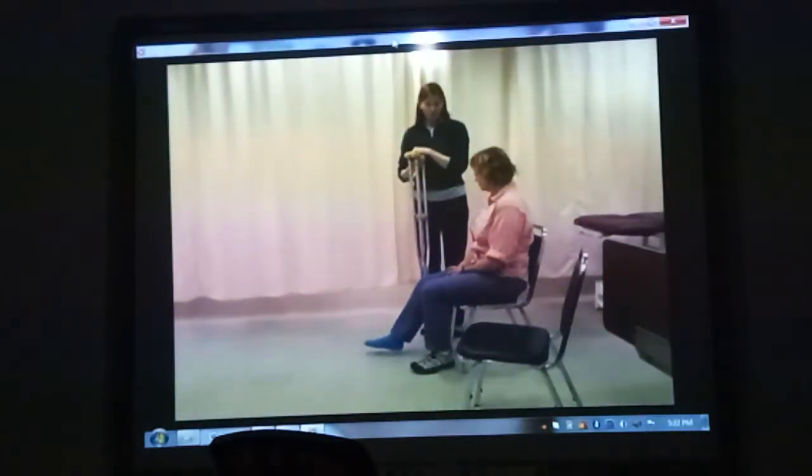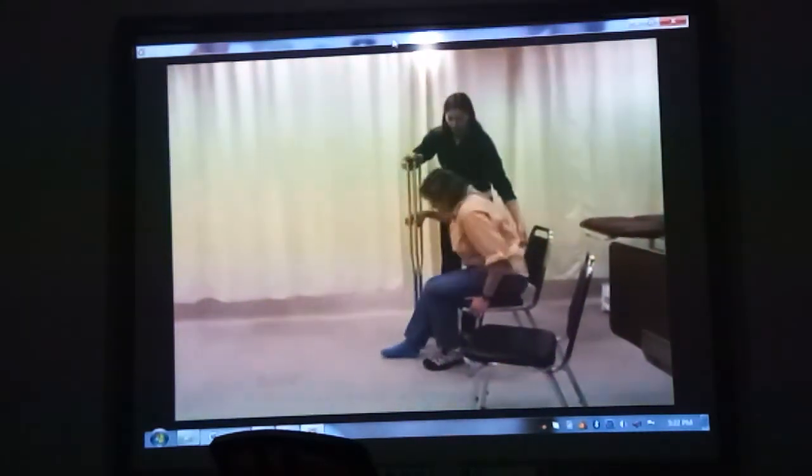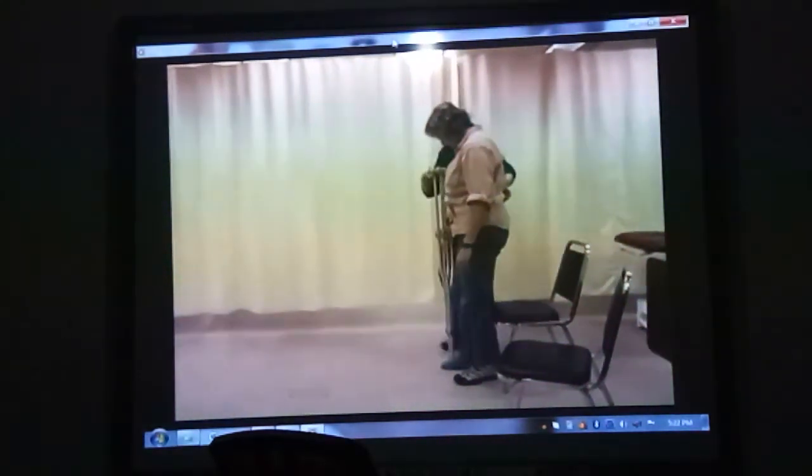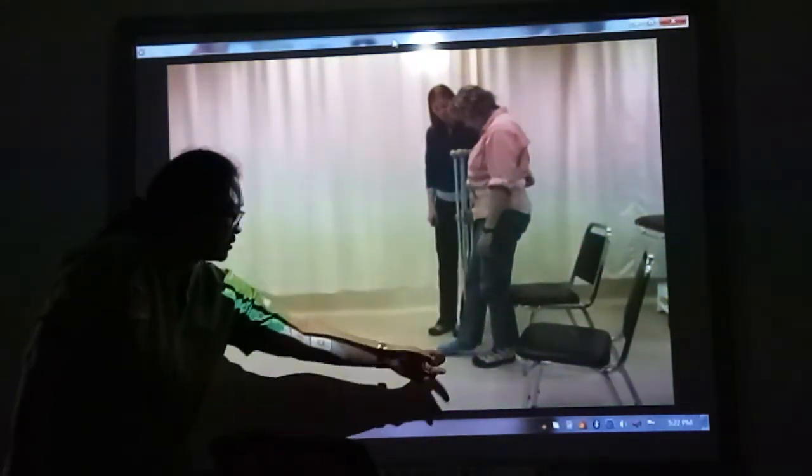So now we're doing toe touch weight bearing. With toe touch weight bearing, your patient can set their foot on the ground, but they're not putting any weight. So it's mostly used for balance.